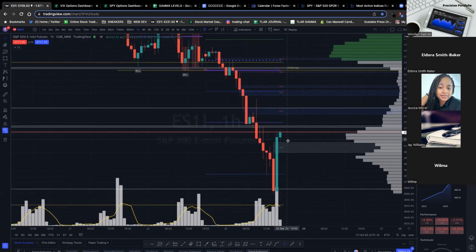That's how they get people shaken down in trades all the time. Because the market has to pick up liquidity to move. Without liquidity, the market cannot do nothing.